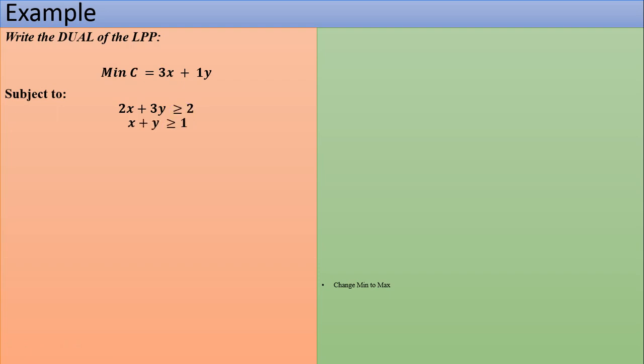We also have the second constraint, x plus y greater than or equals to 1. And lastly, we have the non-negativity constraint as x greater than or equals to 0, y greater than or equals to 0.